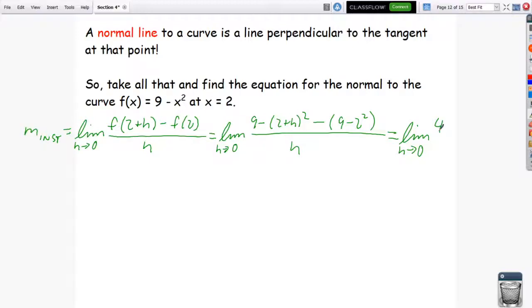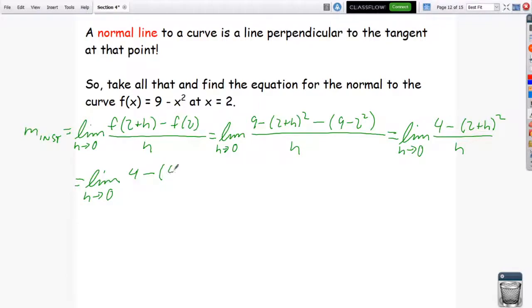Again, I'm looking at this right here. 9 minus 4 is 5. 9 minus 5 is going to give me 4 right here. 4 minus 2 plus h squared over h. I see that I can square that binomial again. I'm going to have the limit as h approaching 0 of 4 minus the quantity. It's important not to drop off these parentheses because of this minus right here.